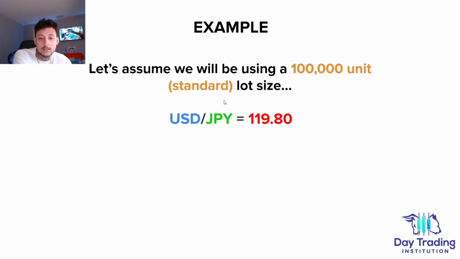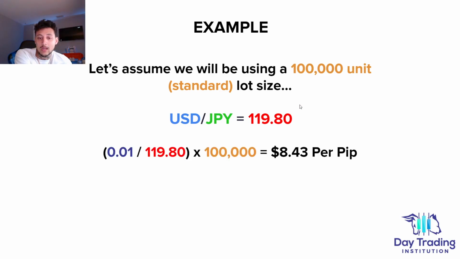So let's just go back to this example. Now, USD JPY is trading at the current exchange rate of 119.80. And at 0.01, at the current exchange rate of 119.80, at a 100,000 unit standard lot size, that's going to be making us $8.43 per pip. Now, again, depending on what you're trading, the value of the lot size changes. The lowest it'll be is $8.43. The highest it'll be is probably $10, but it's around an average.